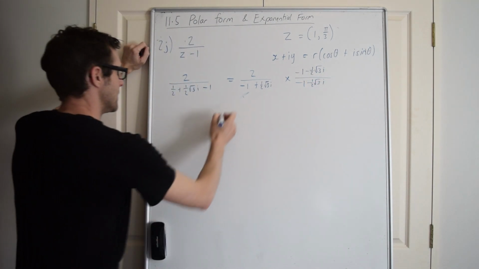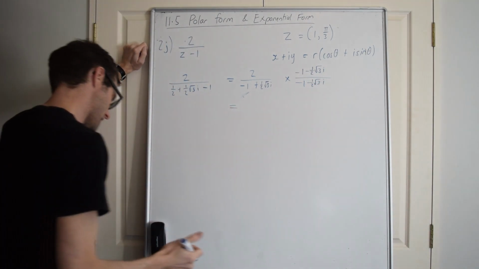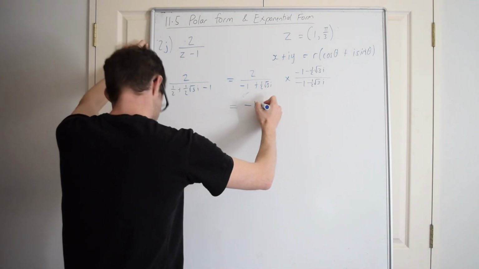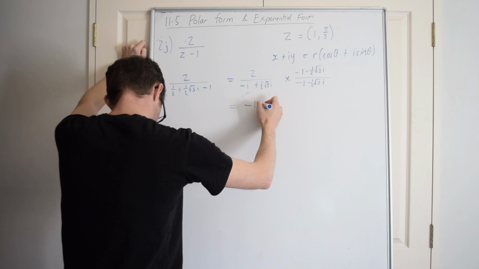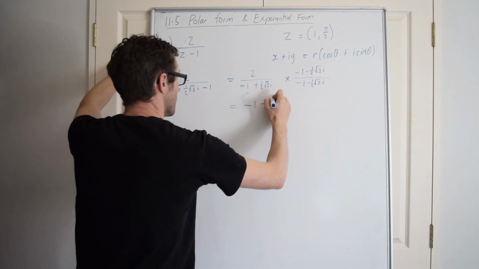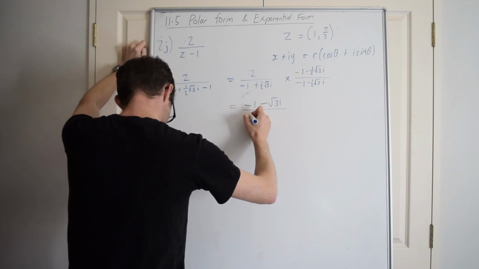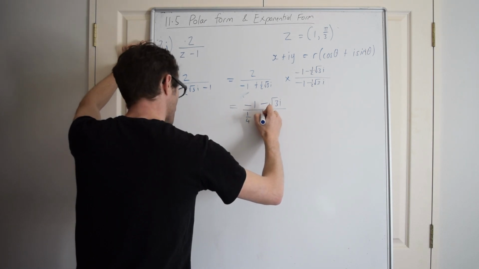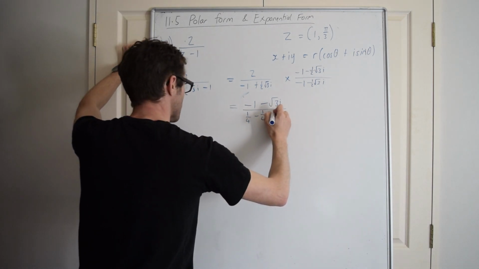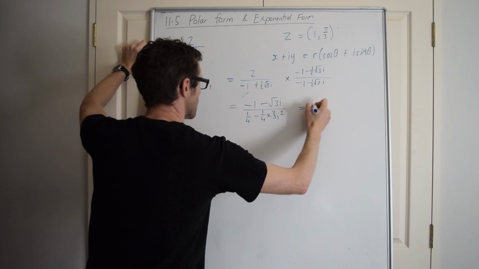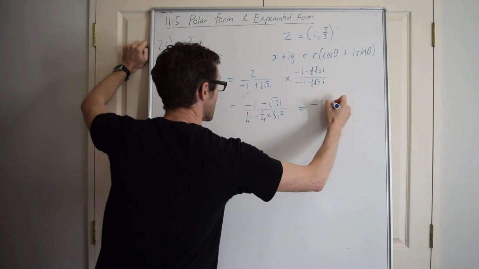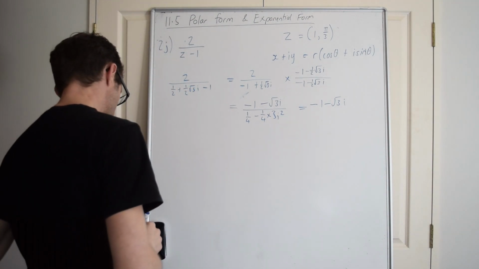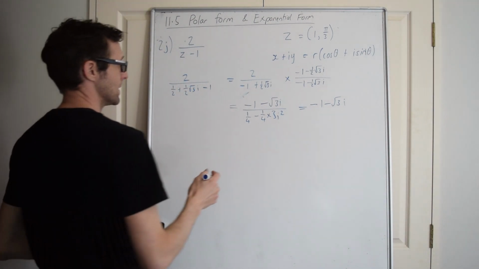Okay, and when we do that, you can do the working out yourselves, but on the top you'll get minus 1 minus square root 3i, and on the bottom you will get 1/4 minus 1/4 times 3i squared, and this will give us minus 1 minus square root 3i. Okay, so that's that one. Now we need to find the modulus and argument.